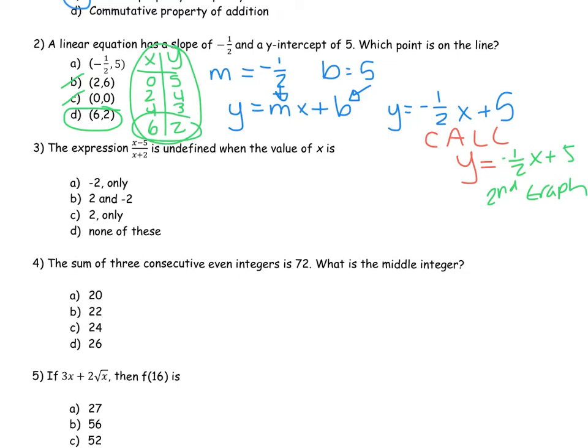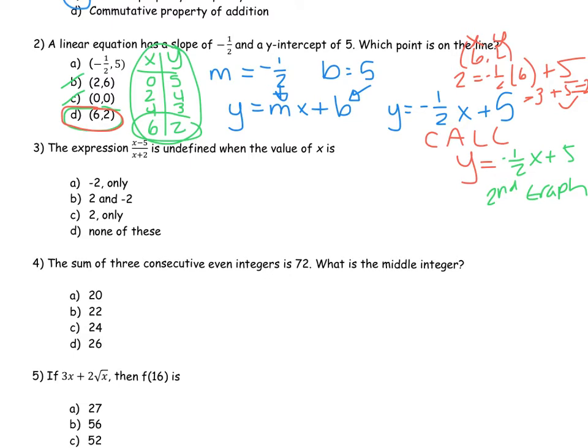You can also plug them each into this equation here and see what works. Okay, so for example, for (6, 2), we have 6 as the x, and then we have 2 as the y. So let's see, does 2 equal negative 1/2 times 6 plus 5? All right, negative 1/2 of 6. Half of 6 is 3. Negative 1/2 of 6 is negative 3. Is negative 3 plus 5 equal to 2? Yes, it is. So this point is both algebraically a solution and graphically a solution.